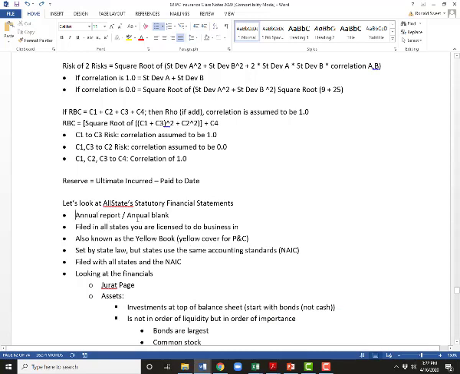It's called the annual blank for the statutory side. You could call it annual report, but that's usually GAAP. The annual blank or the statutory statement is what the regulators require. You have to file it in every state that you're licensed to do business.